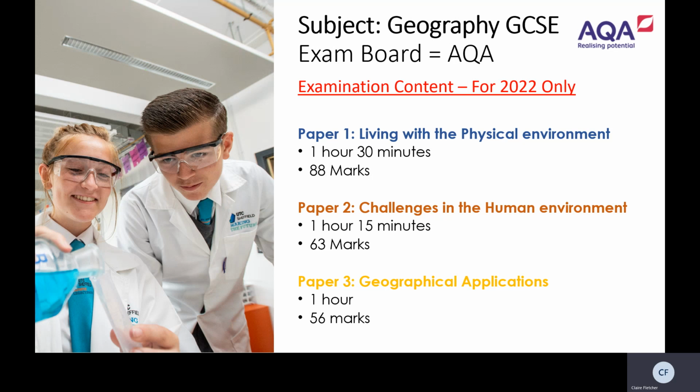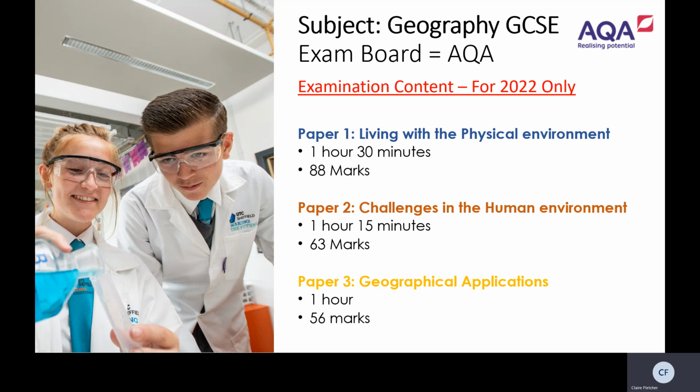But in this particular exam board, there are 3 exams at the end of Year 11 for geography. The first paper, exam 1, is known as Living with the Physical Environment. That is going to be, for 2022 only, 1 hour and 30 minutes, and it's going to be worth 80 marks. For paper 2, Challenges in the Human Environment, that is going to be 1 hour and 15 minutes and worth 63 marks. And for paper 3, which is known as Geographical Applications, that is going to be just 1 hour and worth 56 marks.